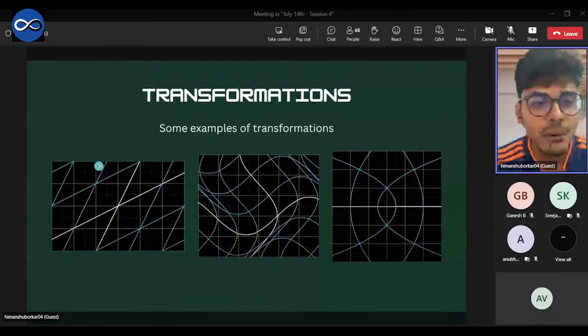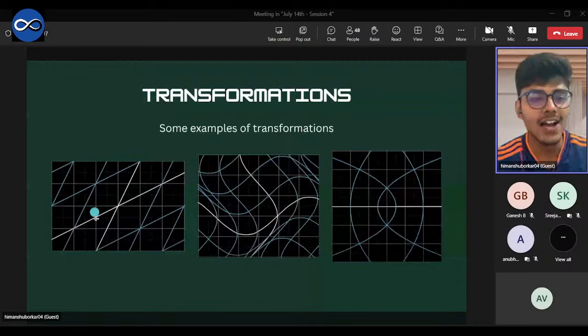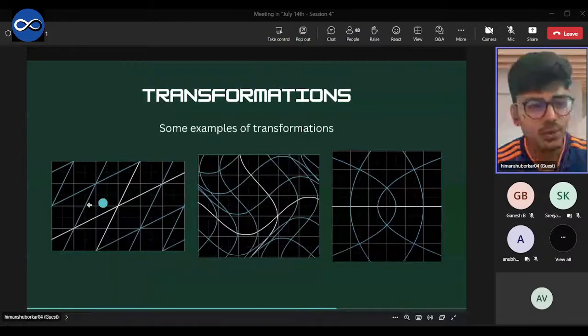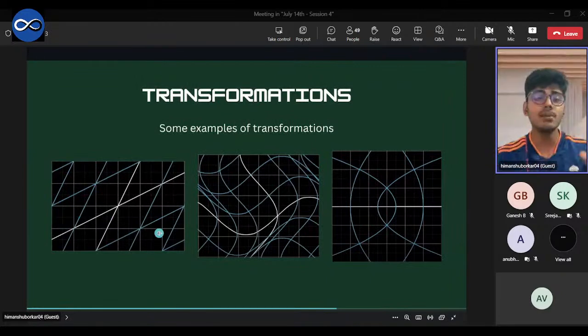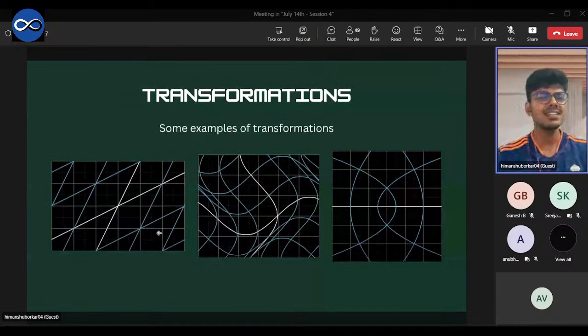But notice how the image has the original coordinate system in gray. The grids of the original coordinate system. That is important to note. We'll come to that, right? So these are like examples of transformations.